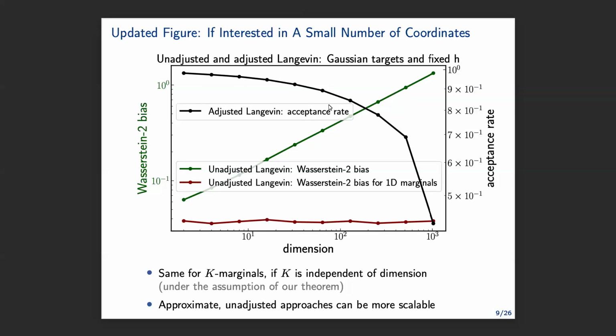This also applies for K marginals if K is independent of dimension, because it only moves the line a little bit upward, but it doesn't create a slope. And this shows that the approximate and the unadjusted approaches can be more scalable compared to the biased approach. It also justifies why in many applications, people don't use Metropolis algorithms, because they don't scale that well with dimension.